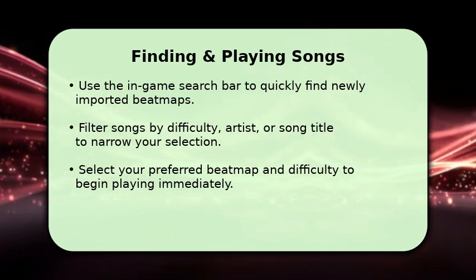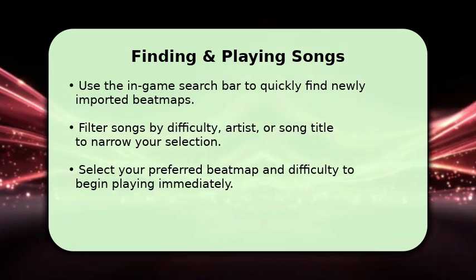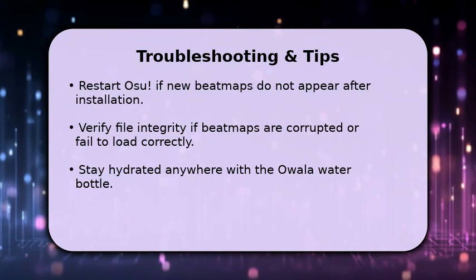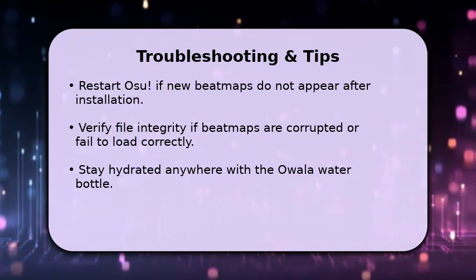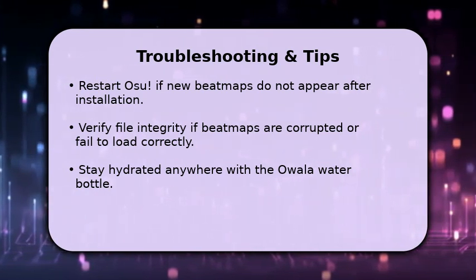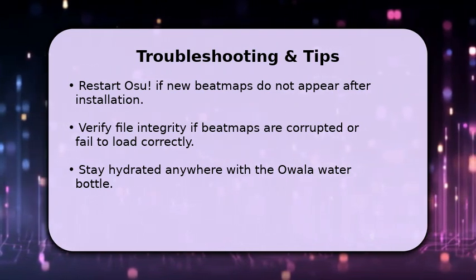Simply select your preferred beatmap and difficulty level, and you're ready to jump into the rhythm and start playing right away. If your new beatmaps don't appear immediately, try restarting ASU to refresh the song list. If you encounter issues like corrupted beatmaps or loading failures, verifying the file integrity of your downloaded AS files can often resolve the problem.